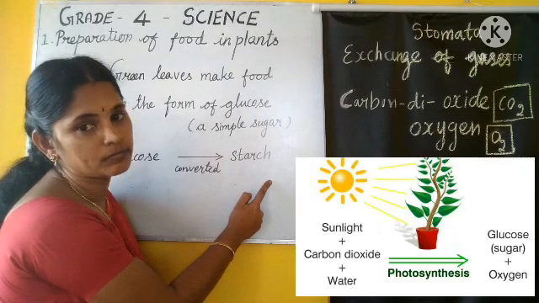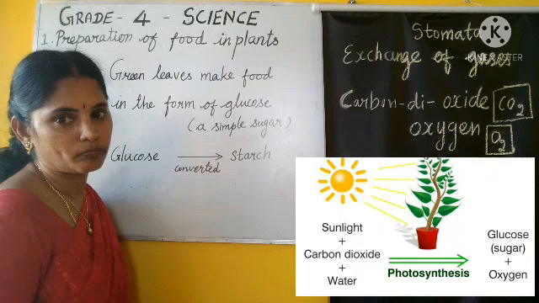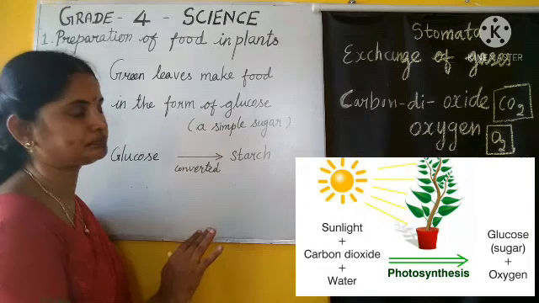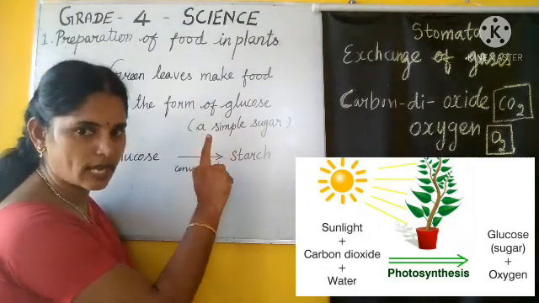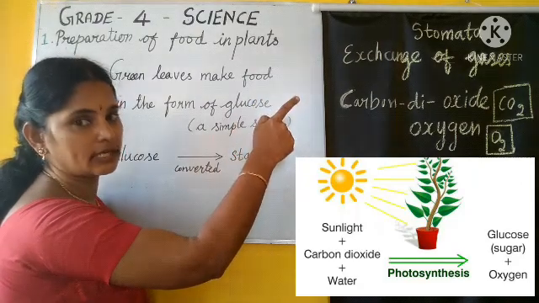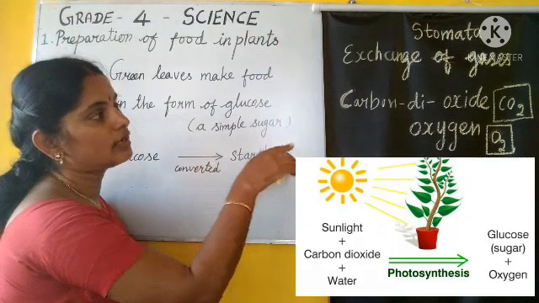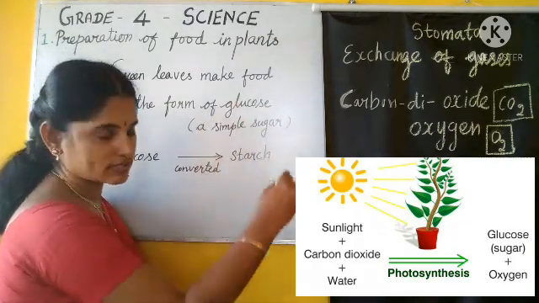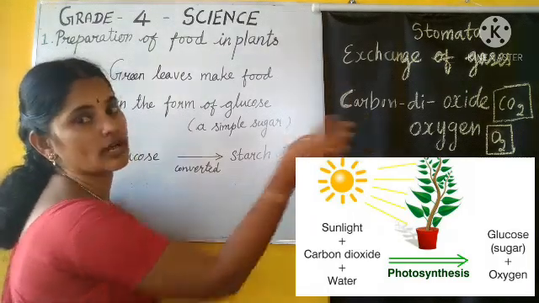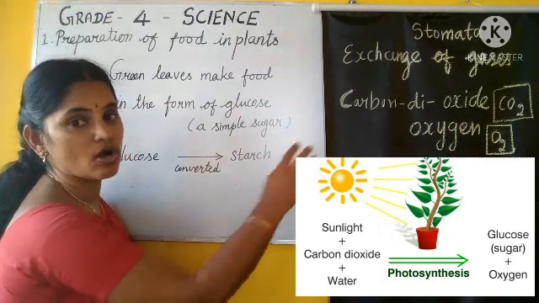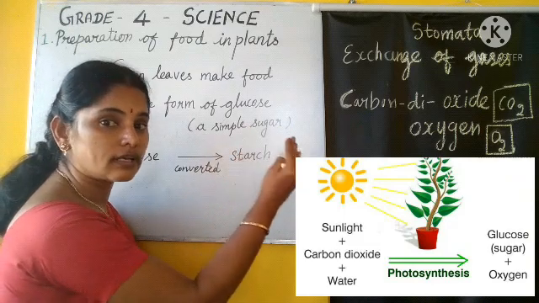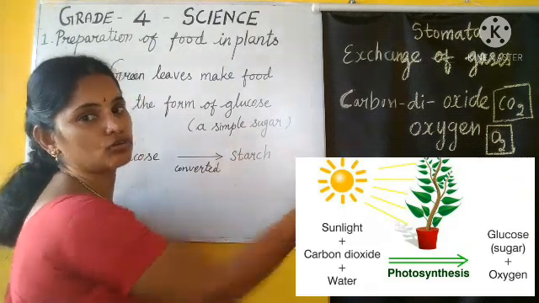Are you clear, children? We can write like this also. Simple. Photosynthesis process: carbon dioxide plus water, in the presence of sunlight and chlorophyll. The photosynthesis process happens. As a result, it gives out oxygen and starch. Oxygen and starch. Are you clear, children? This way also we can explain the photosynthesis process.